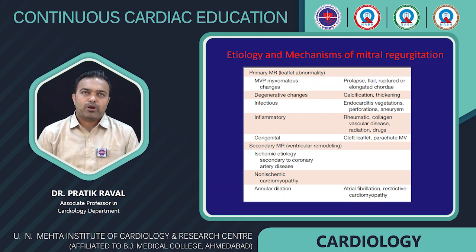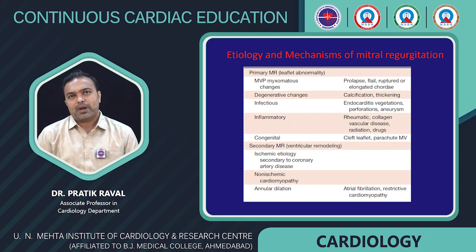So from an etiologic point of view, MR can be broadly divided into primary MR and secondary MR. The primary MR results primarily from abnormality of the leaflets. The examples include mitral valve prolapse and other myxomatous degeneration of the mitral valve, calcific degeneration of the mitral valve, which is seen mostly in elderly patients, infective endocarditis and its various complications, rheumatic heart disease and other collagen vascular disease, and some congenital anomalies like cleft mitral valve leaflet and parachute mitral valve.